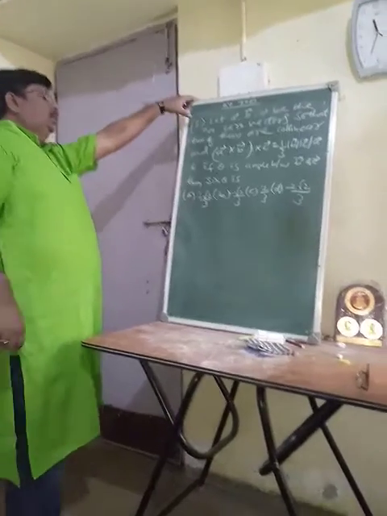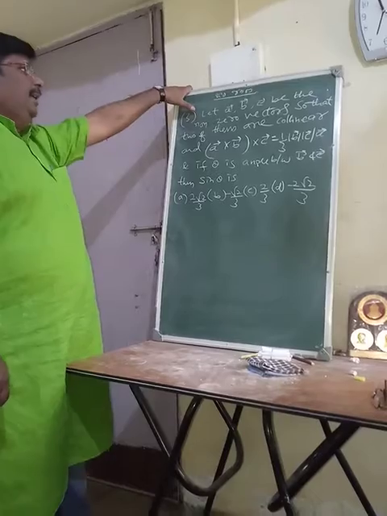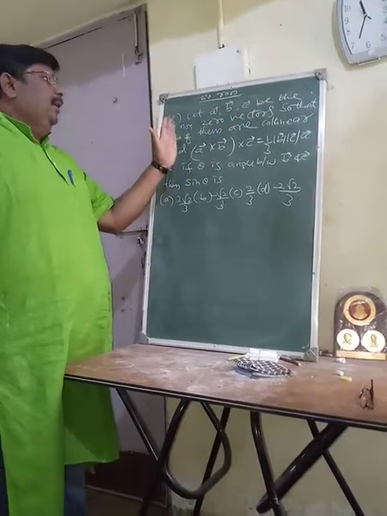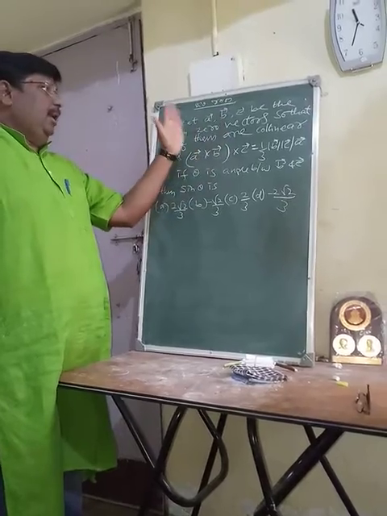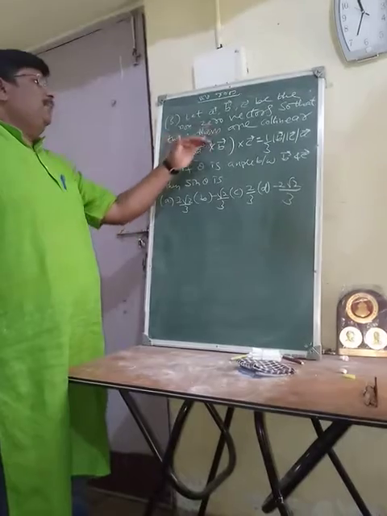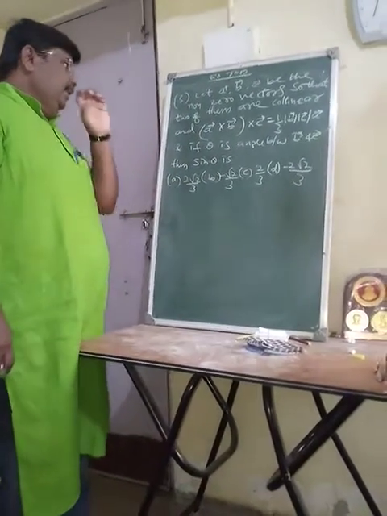Well, we have to move on to question number 3. Let vector A, vector B and vector C be non-zero vectors. These are non-zero vectors, so that two of them are collinear. Among these three vectors, two are collinear.